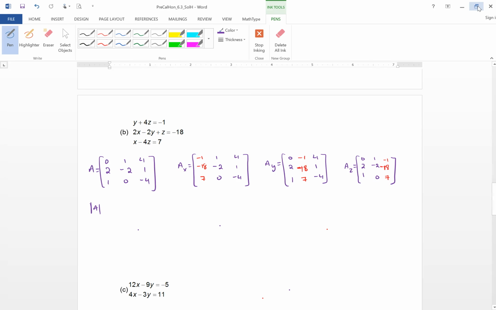All right, so what did we get for the first one? Was it 17 or negative 17? 17, and then the next one's negative 17. Okay, so here's 17. AX is negative 17.